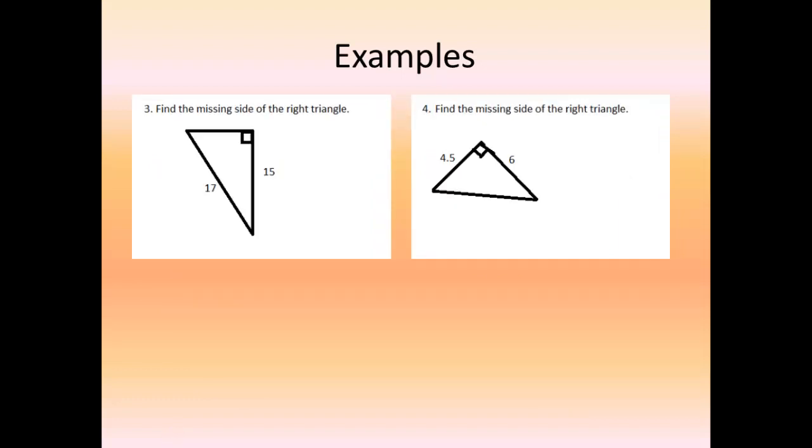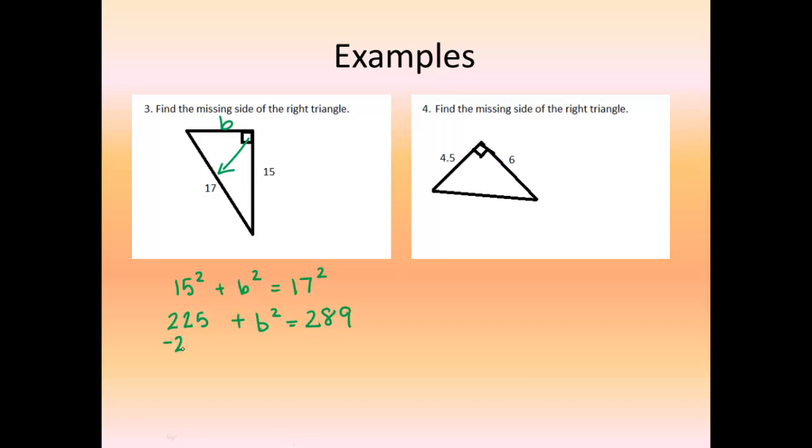Okay, next one. Number 3, the missing side of this right triangle. Now this triangle's been turned a little bit, so again we have to look carefully and decide whether or not we're looking for a hypotenuse or if we're looking for a leg. In this case, the hypotenuse is 17. It's across from the right angle. So I'll call this one b, since I called the last one in example 2 a. So we will have 15 squared plus b squared equals 17 squared. 15 squared is 225 plus b squared equals, and then 17 squared is 289.